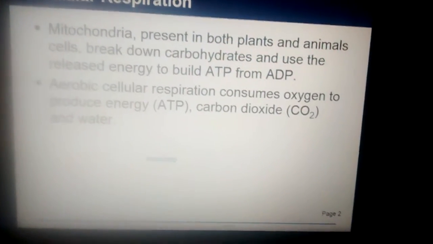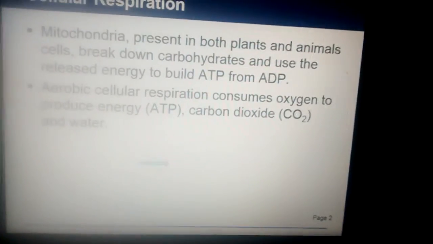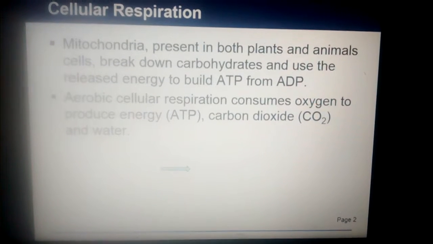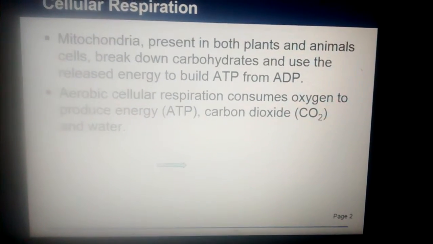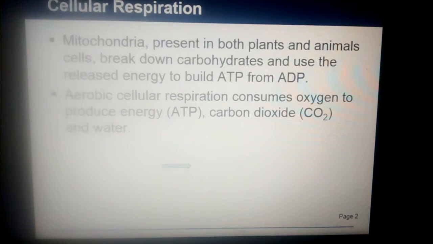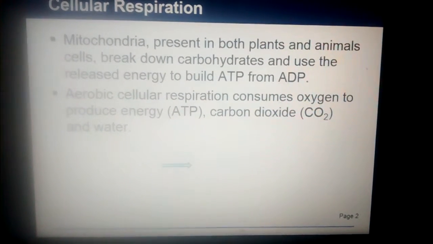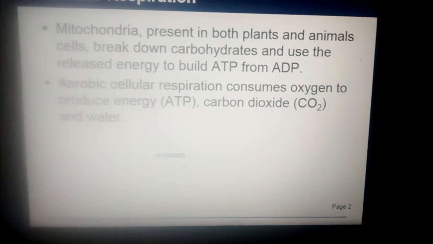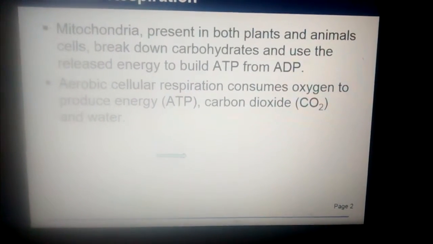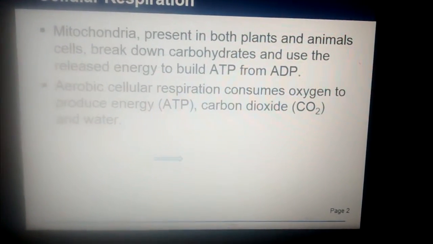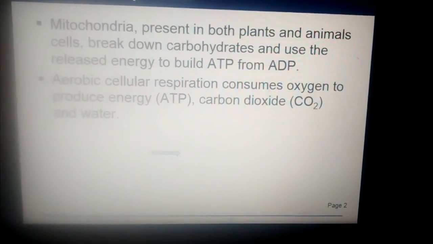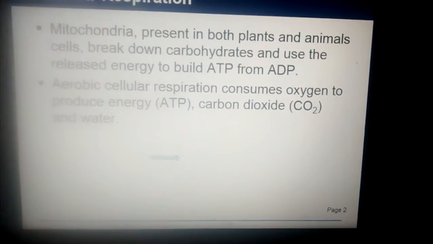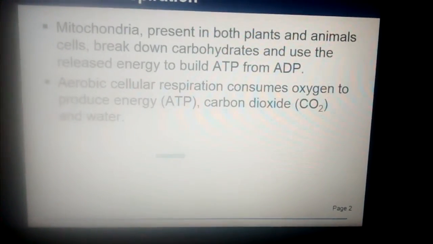The overall equation I'm going to show you in a few minutes. I certainly recommend that you have a printout of this slide because this video is a little bit foggy in terms of the picture image. But anyway, aerobic cellular respiration consumes oxygen in order to produce energy in the form of ATP. During this process, carbon dioxide is released.